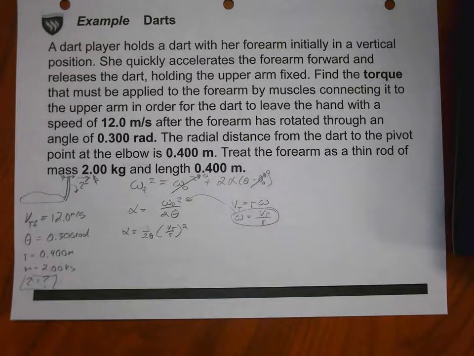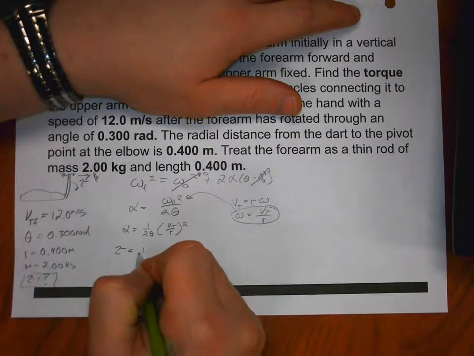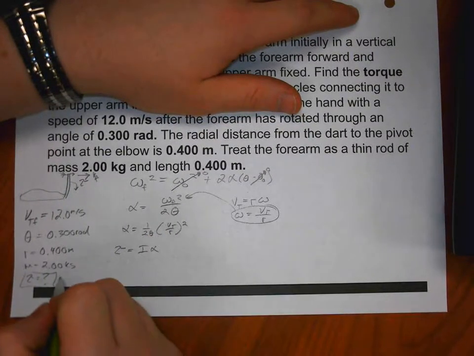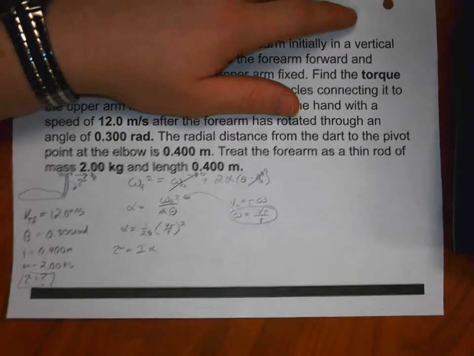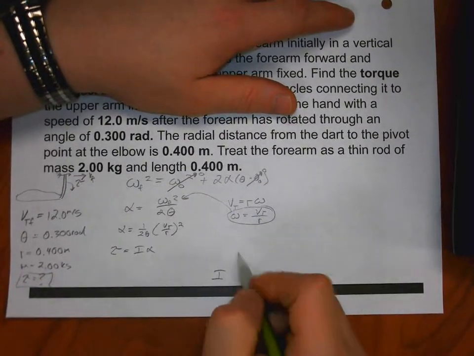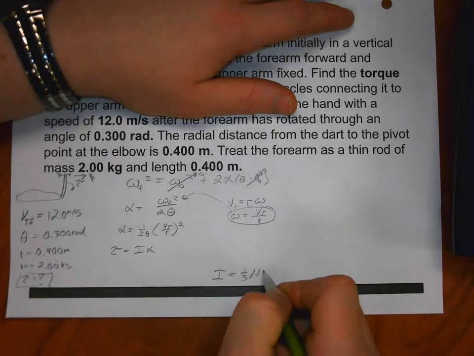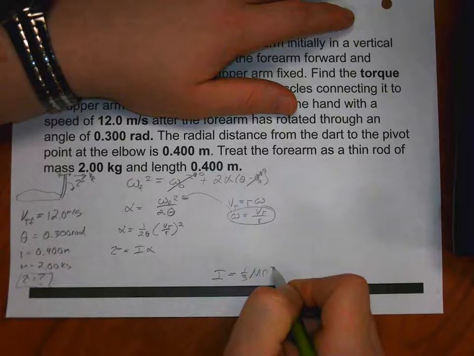So now we have an expression for alpha in terms of theta, which we have, the final velocity we have, the radius we have. So now we can find the torque, because we know the torque is just equal to I alpha. And do we have I? No, we don't have I. But we know that it's a thin rod, so if I look up at my chart, I can find that I equals 1/3 m r squared.